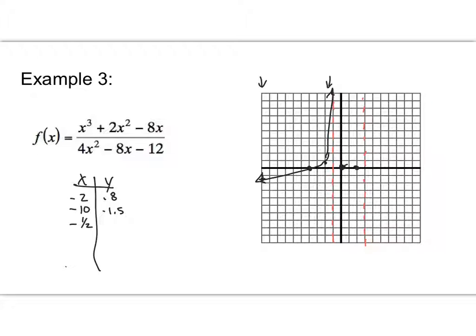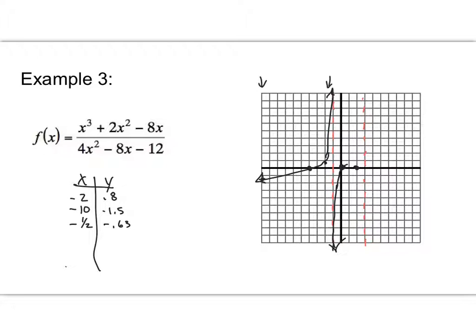Let's get rid of that. Okay. So when I plug in negative 1/2 into the function, I get negative 0.63-ish, which means it's headed this way. And so I need to check this side too.